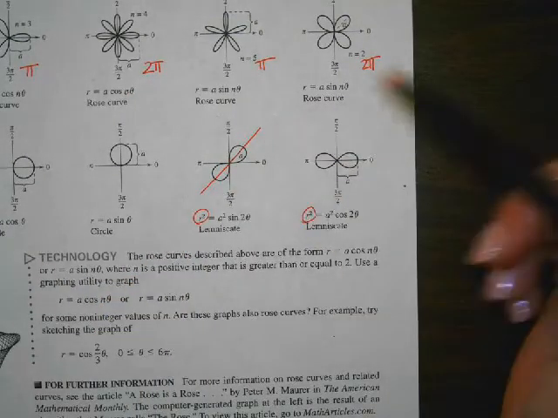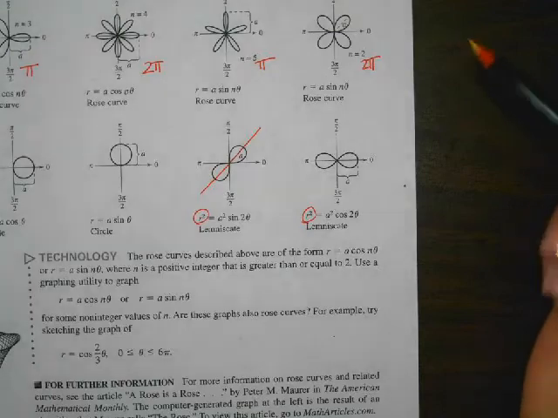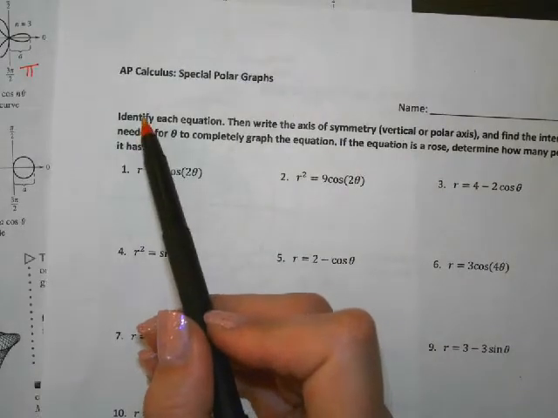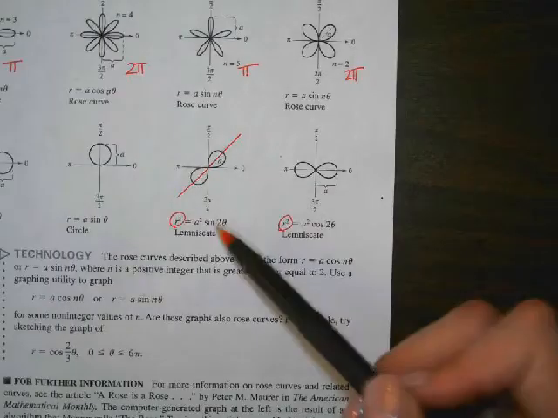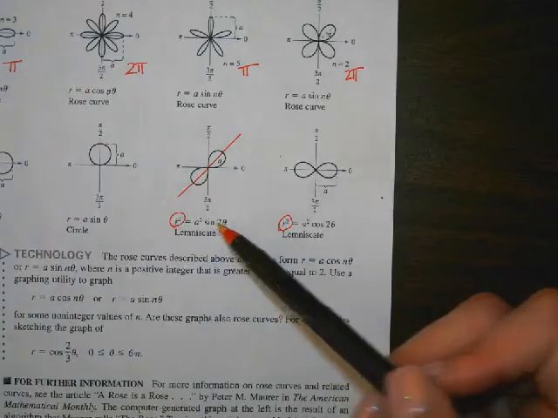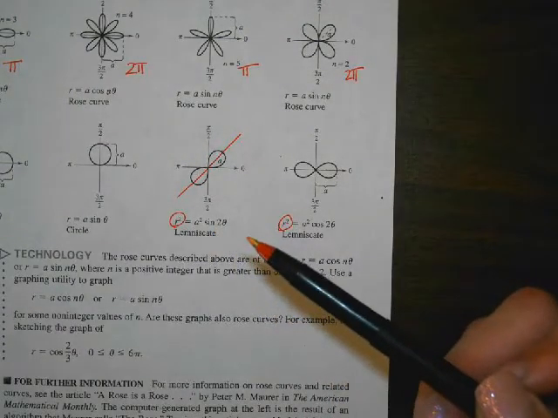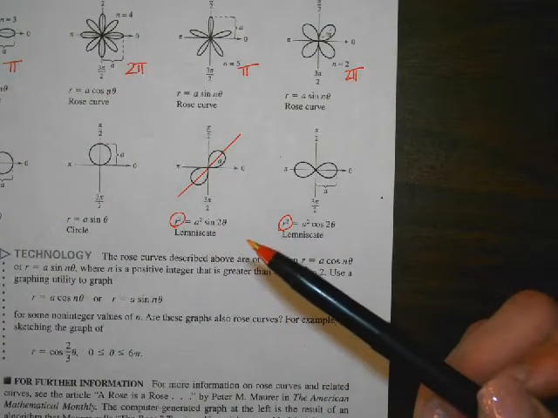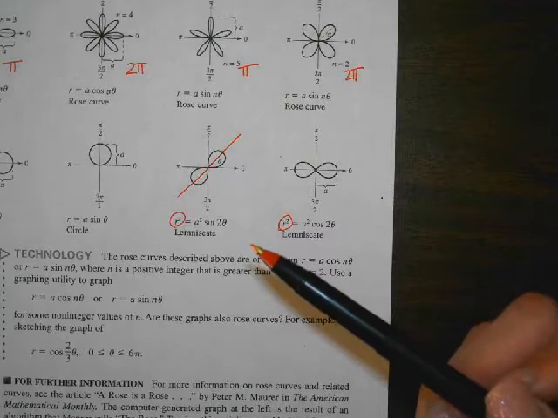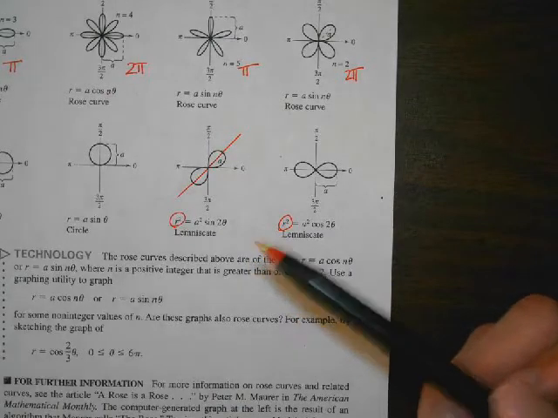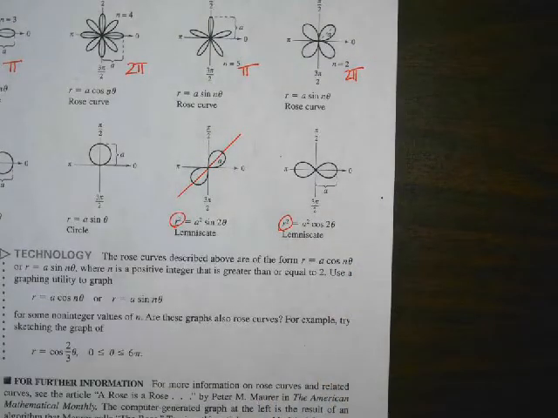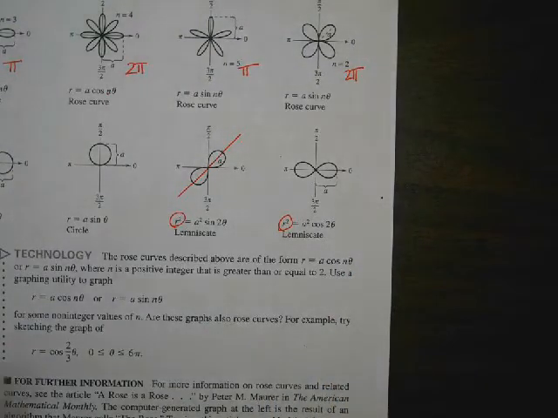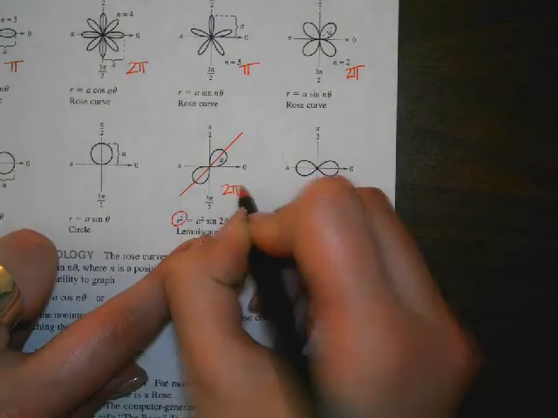I'm referencing that because the assignment asks you to write the name for each one, then to write the axis of symmetry. And so anytime you have a lemniscate and it's got a sine, you can just say that it does have an axis of symmetry, but we don't have to write if it's vertical or polar because technically it's neither of them. Okay. So we talked about what makes it polar, what makes it vertical. These ones are also 2 pi.